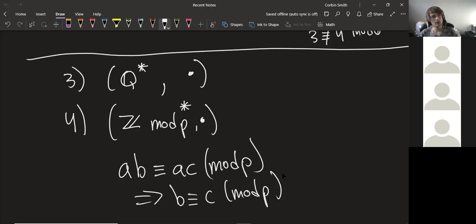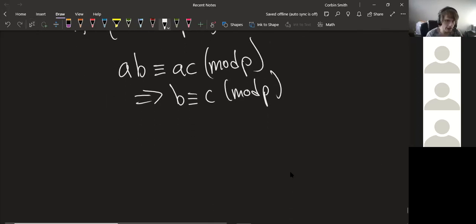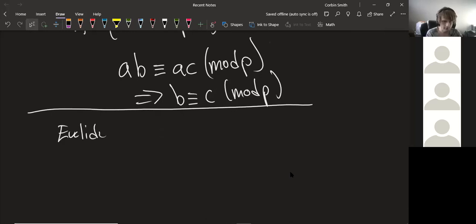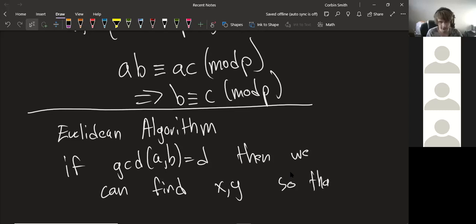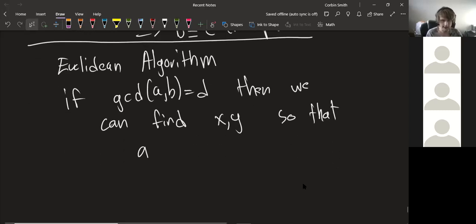Okay, that proof. I see what you're getting at there. Let me just give you a hint for when you see this in a college class, so you'll know what to do. The Euclidean algorithm tells us that if the GCD of A and B is equal to D, then we can find integers x and y so that ax plus by is equal to D.